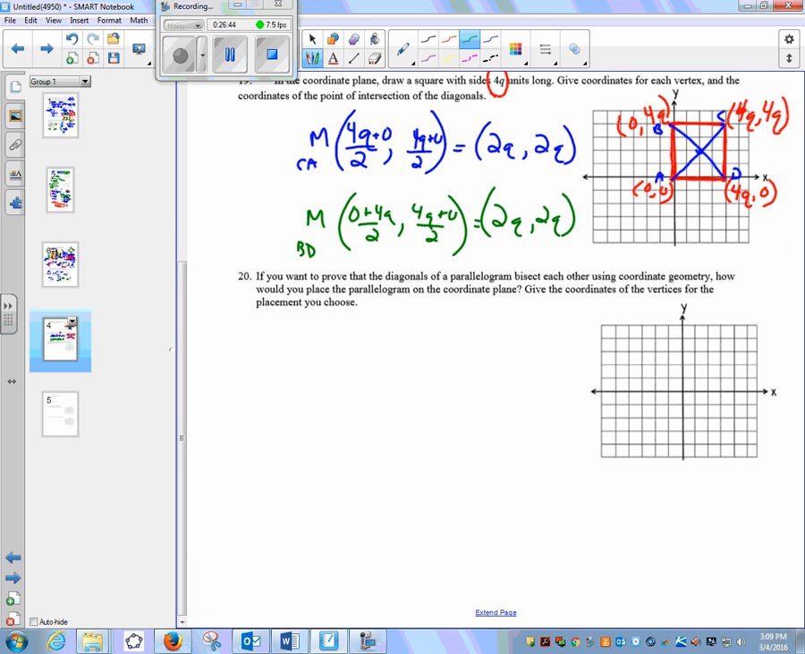Okay, if you want to prove that the diagonals of a parallelogram bisect each other using coordinate geometry, how would you place the parallelogram on the coordinate plane? Give the coordinates of the vertices for the placement you choose. We can place a parallelogram a bunch of different ways. Since we're proving that the diagonals bisect each other, I don't think that's going to affect how you place it. You could place it however a parallelogram makes sense.